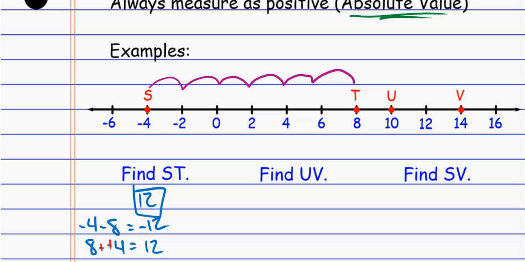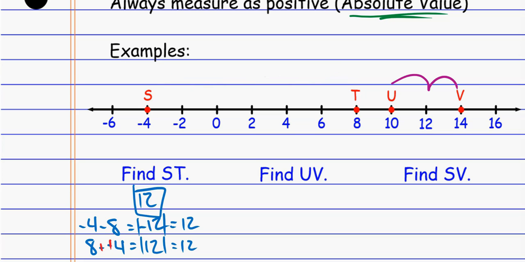Okay. And so again, just make sure you do the absolute value. Make sure you make a positive version out of this thing. It doesn't matter which way you subtract as long as you make it positive. Okay. If I did U and V, once again, if I were to kind of count this up, let's see, it'd be 2, 4 from U to V. So I would say the distance is 4.